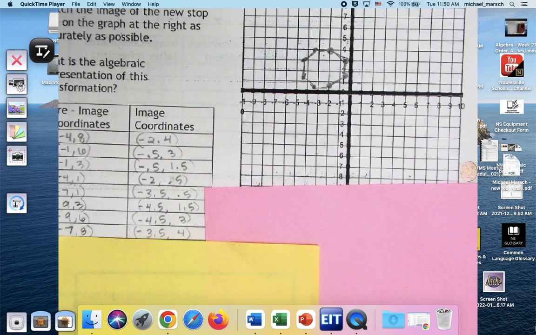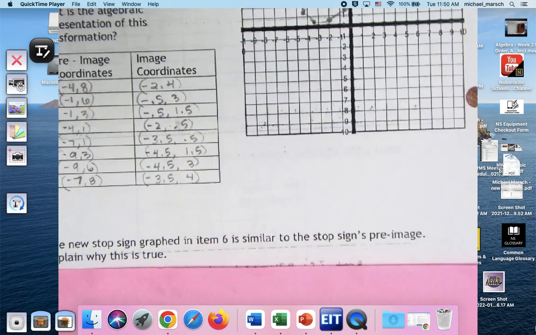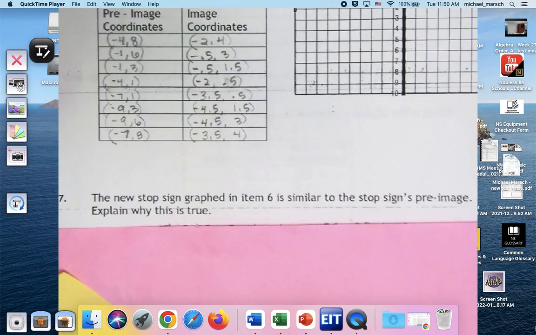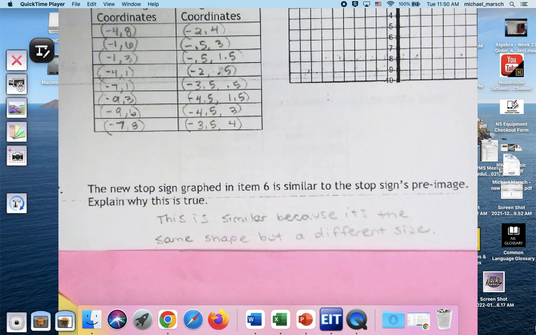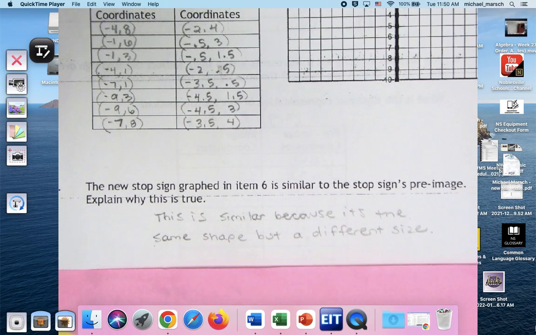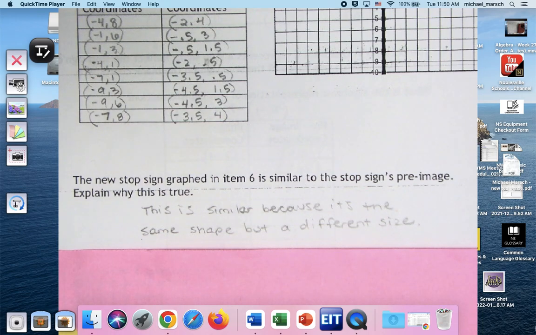What? That's fair. Okay. So question 7 says the new stop sign is similar. Why is it considered similar? It's the same shape. Same shape, different size.